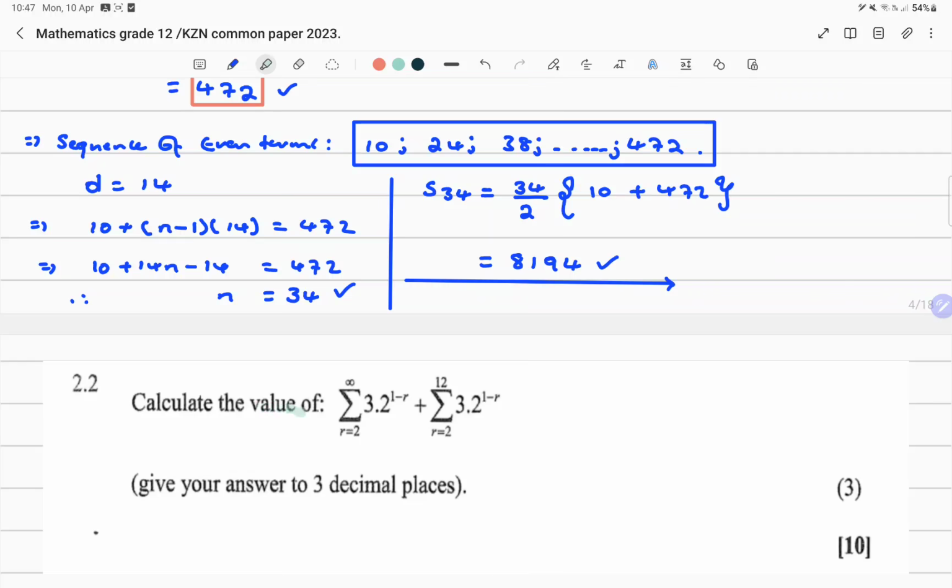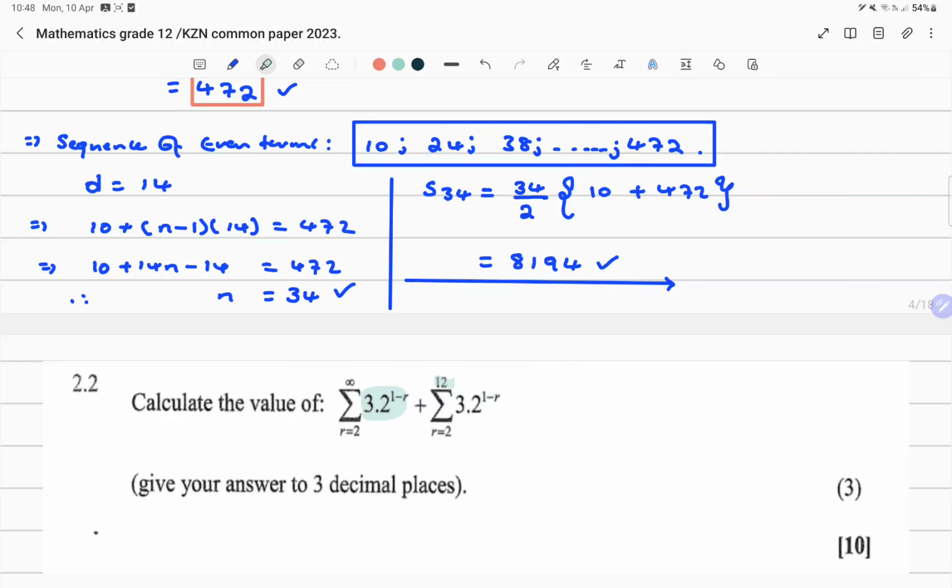It says now, calculate the value of sigma of 3 times 2 to exponent 1 minus r, starting from r equal to 2 to r being infinity. So we can already see here, once we've got a 3 multiplied by a 2 to some particular exponent, this is already telling us we're dealing with a geometric series because of sigma. So we're adding each term in that sequence. But now if we have this going to infinity, it means this is a sum to infinity.